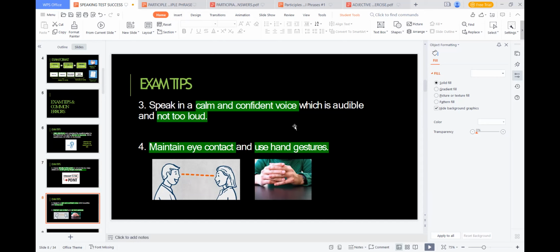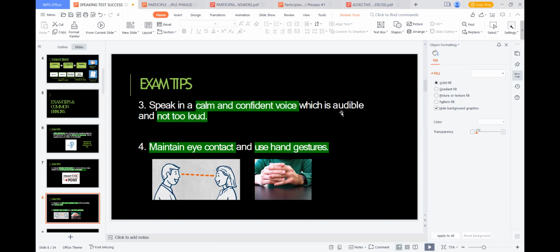Speak in a calm and confident voice, which is audible and not too loud. Audible. This one is pronounced as audible. Can you write down this word, audible? Do you understand the meaning of audible? No. Audible means can be heard.